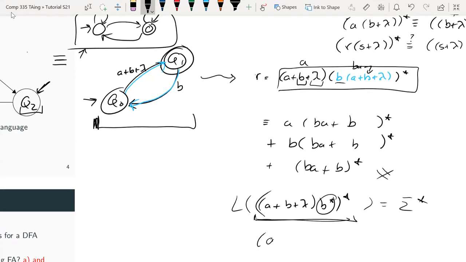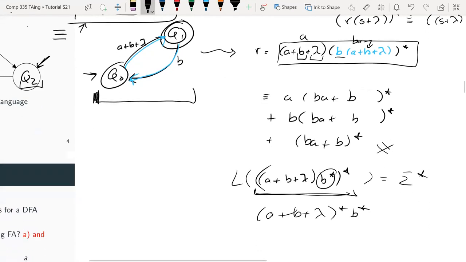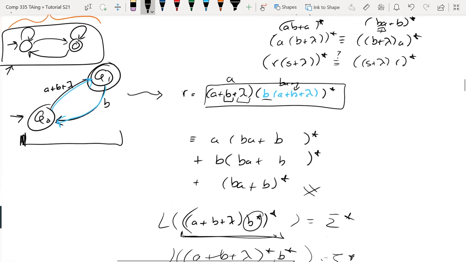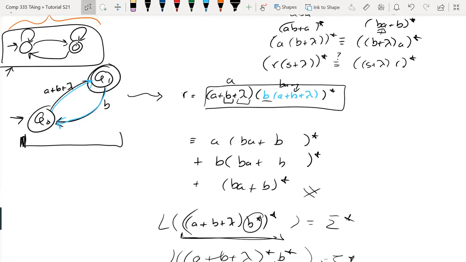And then if you want A or B or lambda, someone else wrote this. I mean, this is good practice anyway, but this is also sigma star, right? You can just say I'm always going to use lambda, and then L of this is sigma star. Those aren't equivalent. So be careful when you're trying to simplify something, because here it really has to have this kind of pattern.